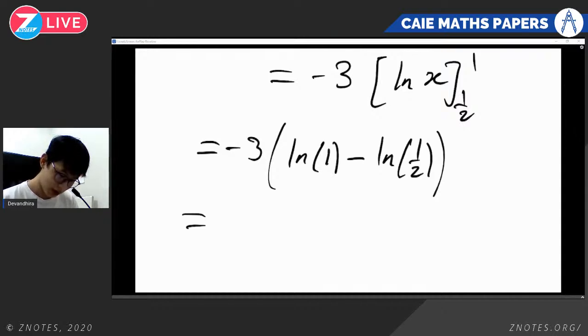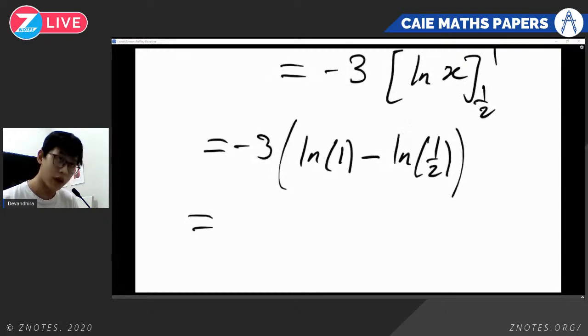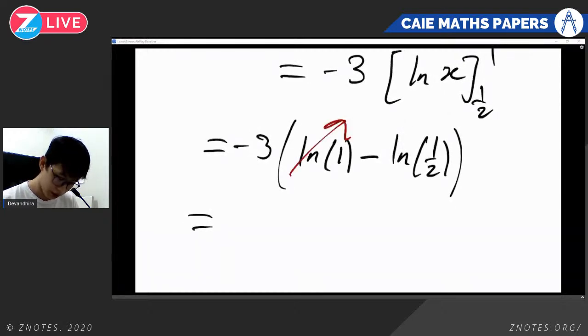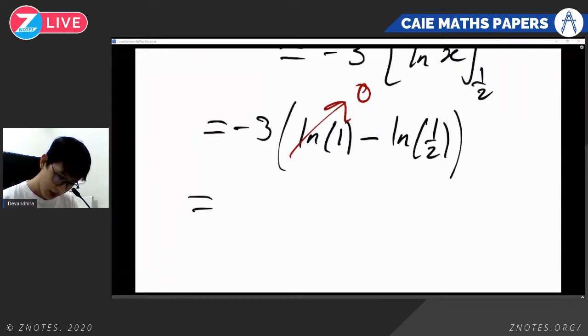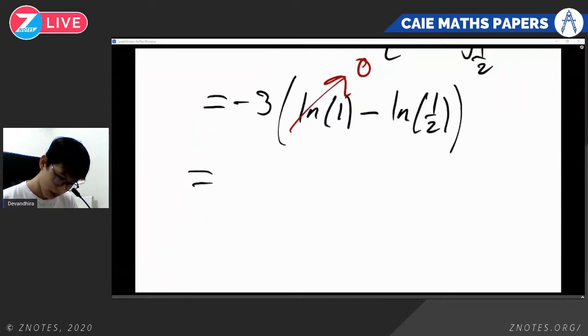So as you can see here, if you check ln 1 in your calculator, it'll just become 0. So we just ignore that. And let's expand this. So we have negative and negative, they'll cancel. 3 ln of half.